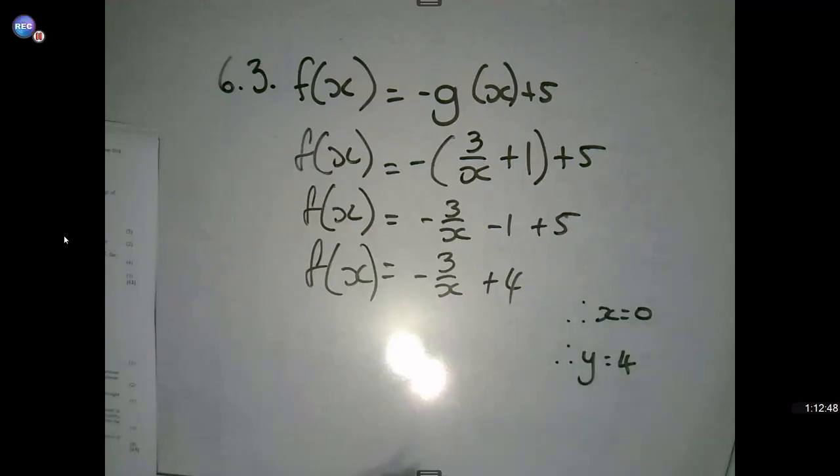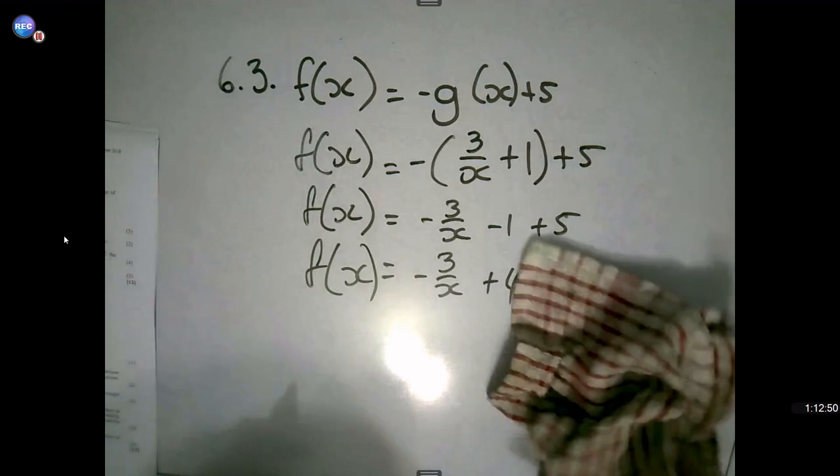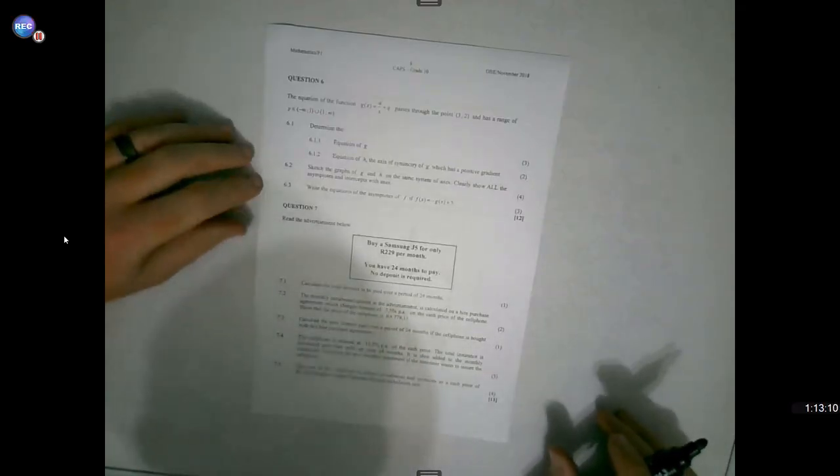Question number 7. Second last question, guys. And this has to do with financial math. So they say buy a Samsung J5 for only $229 per month. You have 24 months to pay, no deposit required. Question 7.1 says calculate the total amount to be paid over a period of 24 months. That's easy.